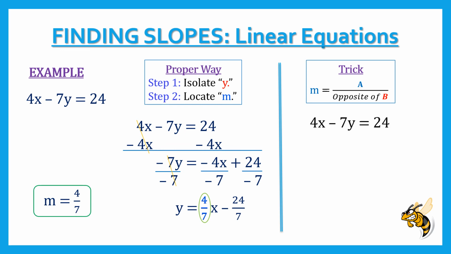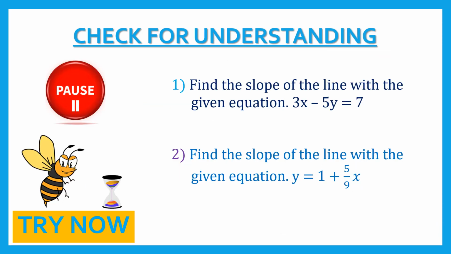Let's use the trick. And if I color coordinate it, the 4 is A and the negative 7 is B. So it will be A, which is 4, in the top. The opposite of negative 7 is positive 7. So therefore, the slope is 4 over 7, which as you can see is exactly the same. Now, please check for understanding by completing these two problems.